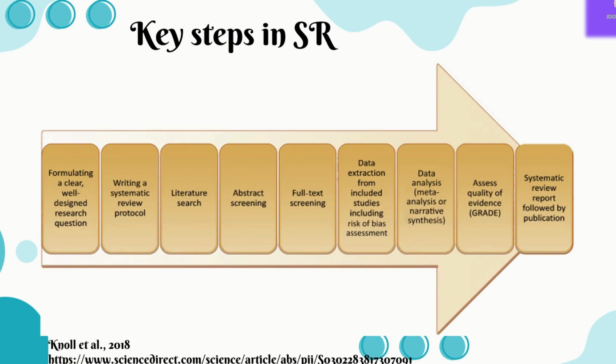Okay, next, this is the key step in the systematic review. When you want to conduct the systematic review paper, you can follow these steps. The first step is you need to formulate a clear, well-designed research question, or sometimes they call them review questions. And the second one is you need to write the review protocol.